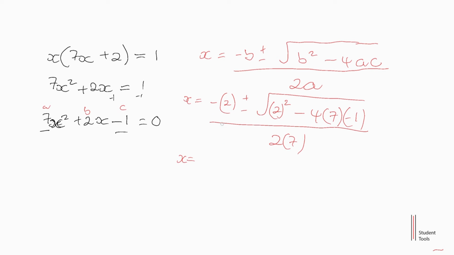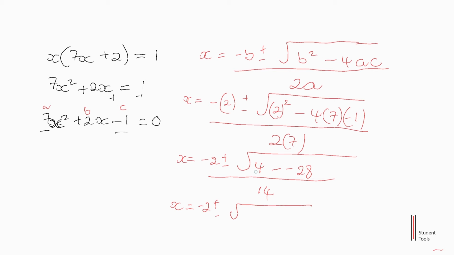So now we have x is equal to negative 1 multiplied by 2, that is negative 2, plus or minus. Do not ever drop this plus or minus. Don't ever leave it behind, because that's how you get the two values of x. So now we have the root of 2 squared, that is 4, minus 4 multiplied by 7, that is 28, multiplied by negative 1, that is negative 28. All this is over 2 multiplied by 7, that is 14. So now we have x is equal to -2 plus or minus the square root of 4 minus -28. This is the same as 4 plus 28, which is 32. All this is over 14.